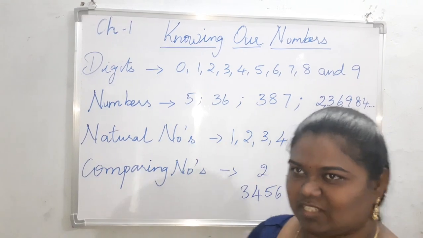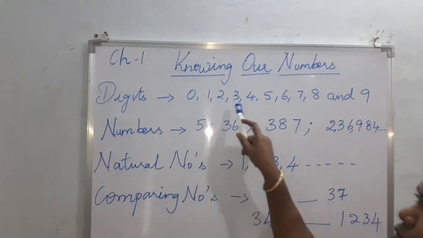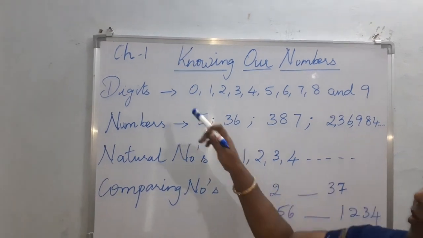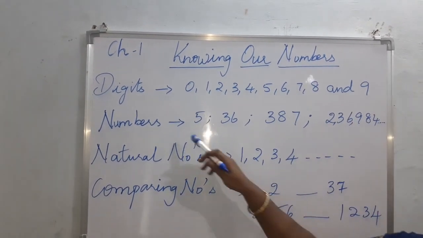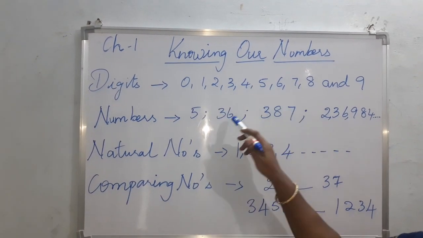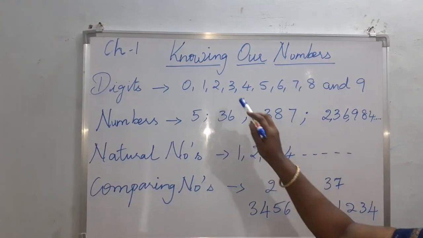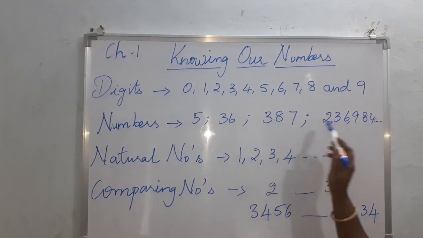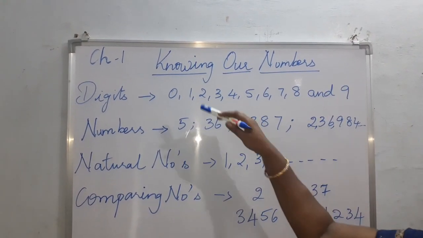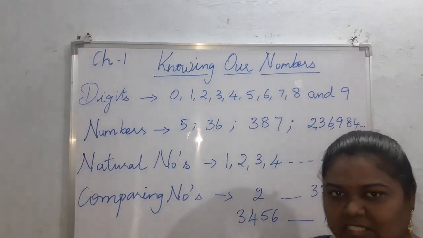So here are the digits, that is 0, 1, 2, 3, 4, 5, 6, 7, 8 and 9. So using these digits, numbers are formed. 36 is a combination of 3 and 6. 387, that is 3, 8 and 7. Next, 236,984. So it's a combination of all these above mentioned digits.